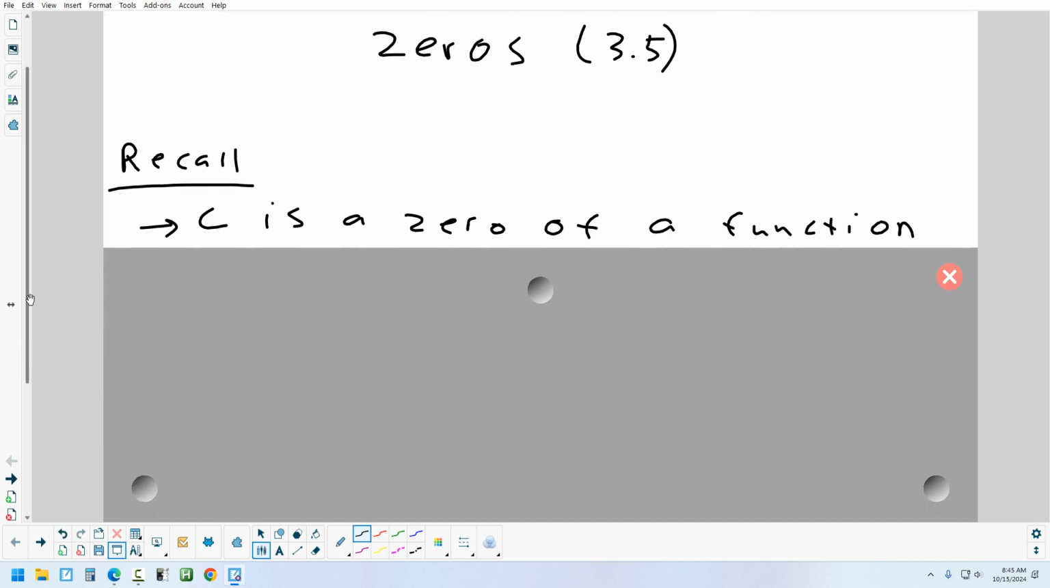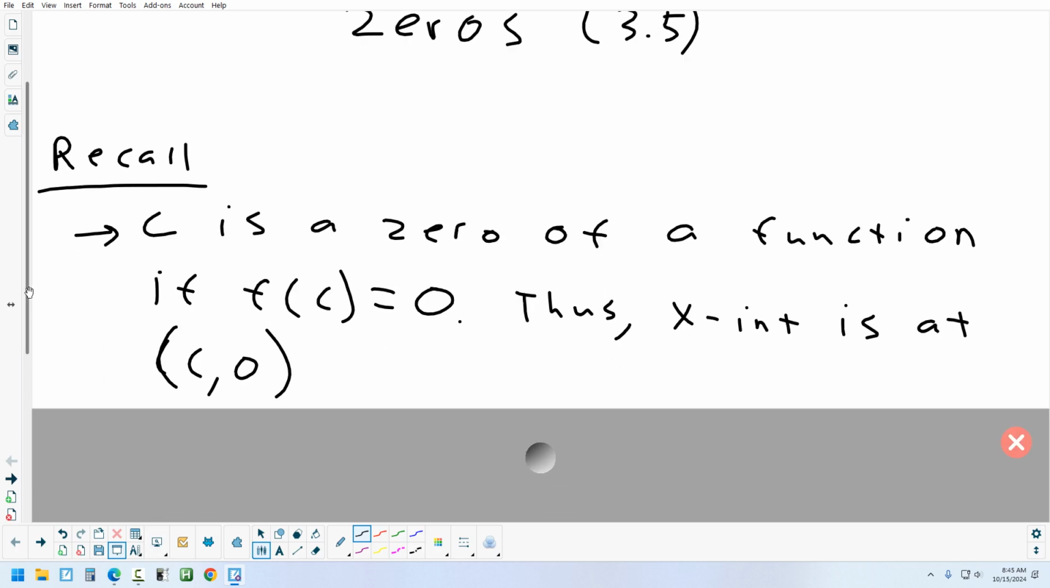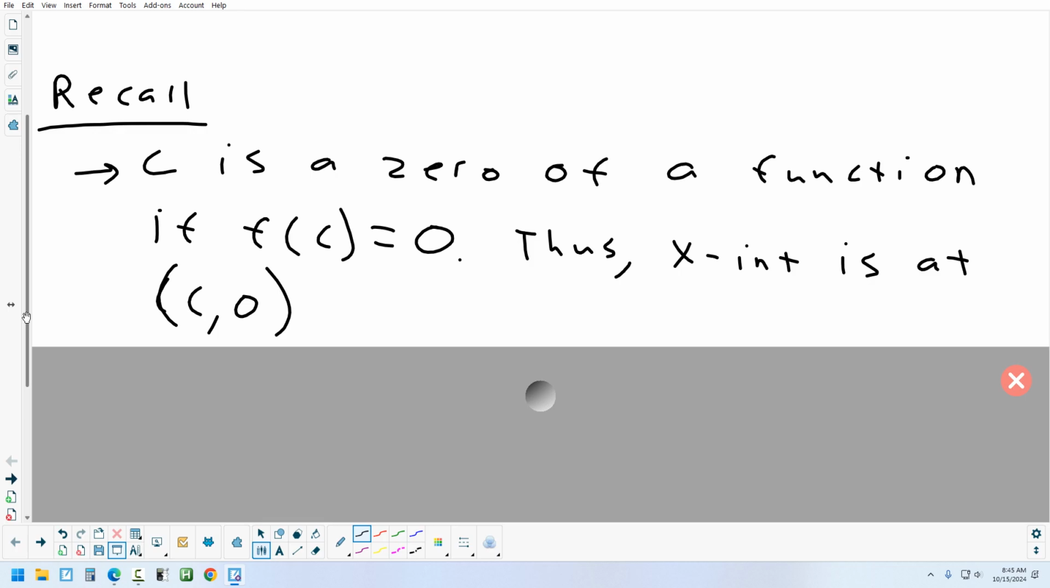Okay, just a reminder of what a root is. It's something that you can plug into an equation, and when you plug it in, it comes out to 0. Once you know what that root is, it also tells you where it crosses the x-axis. If you write the number of your root, put a comma, and then put a 0 after it, that's going to be your x-intercept.